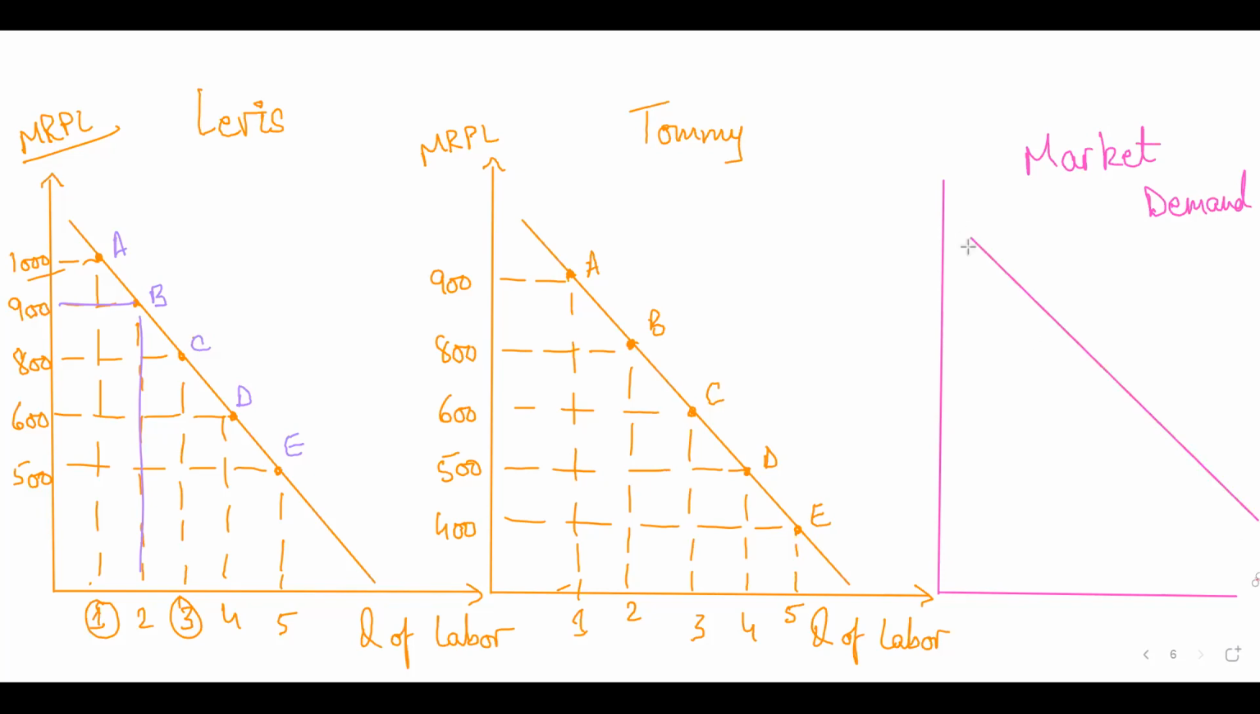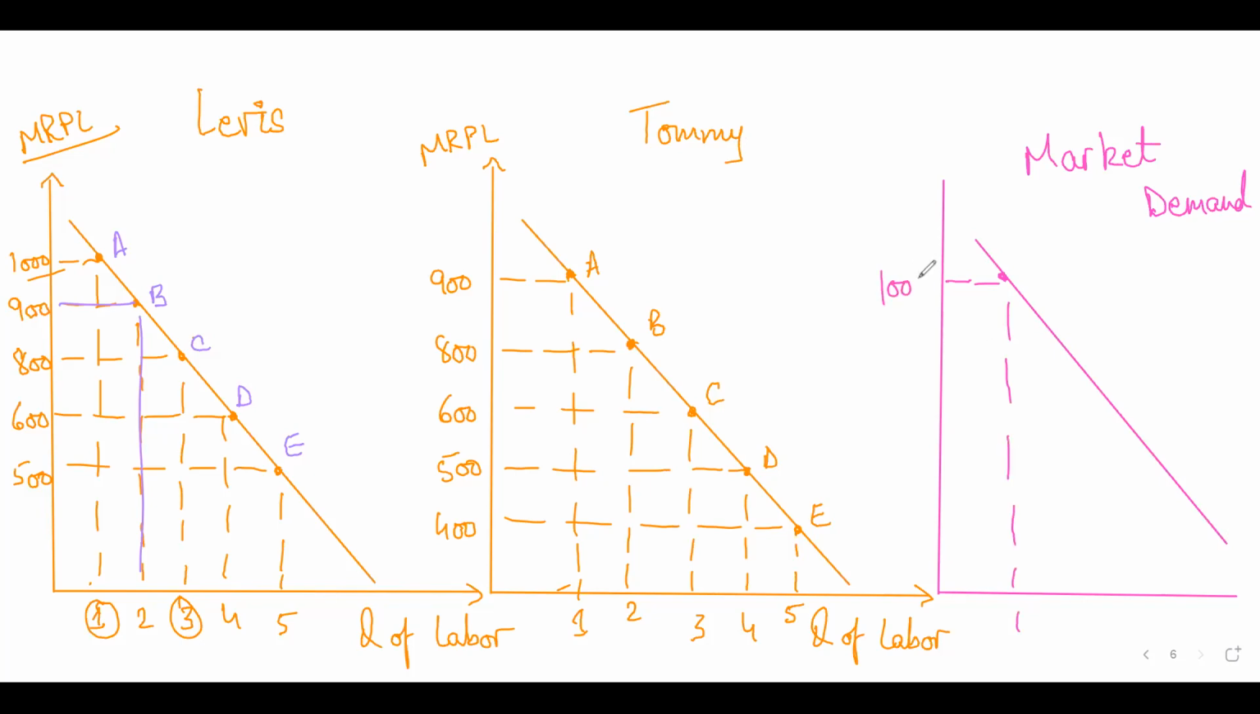Now the market demand is the sum of total demand, right? So if the wage rate in the market is $1,000, how many people would Levi's hire? One. How many people will Tommy hire? Zero. So the total demand in the market, if the wage rate is 1,000, would be only one. Students, are you getting me or not? That would be one at 1,000.